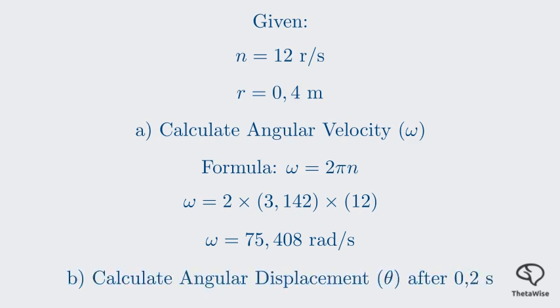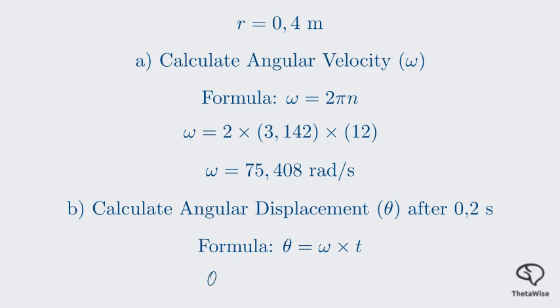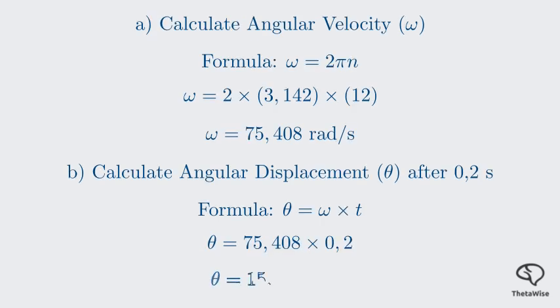We can use the relationship between angular velocity, displacement, and time, since the angular velocity is constant. The formula is theta equals omega times t. Let's substitute the values we know. We found omega to be 75.408, and the time t is 0.2 seconds. Multiplying these together gives us a result of 15.0816 radians. This is the total angle the flywheel turned in that 0.2 second interval. So we've successfully calculated both the angular velocity and the angular displacement. That's our first problem solved.